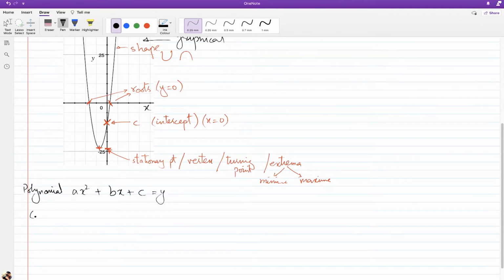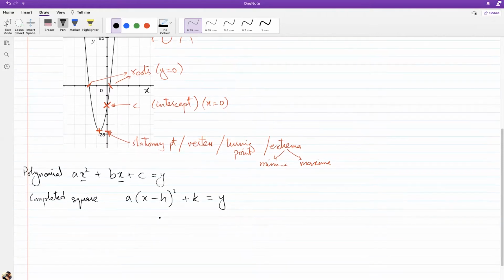Another way is called completed square form. Completed square form includes only one instance of x. Here you will see that x is happening multiple times with polynomial, while with the completed square form, it happens only once. So you get a(x minus h) whole square plus k equal to y. That is what this is. And each of these terms has a value. Remember, except x or y, everything is a constant.